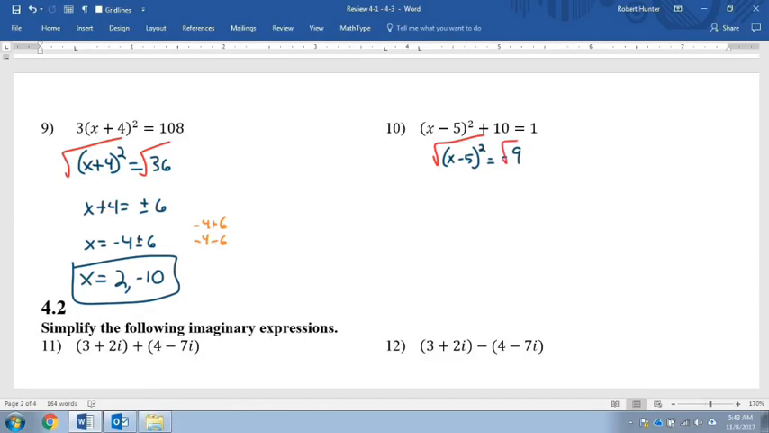Okay, square root both sides. I get x minus 5 equals, square root of 9 is 3, but that negative makes it an i, plus or minus 3i. Last but not least, move the 5 over, so that's 5 plus or minus 3i. And because that is not a whole number, I cannot combine them. That is your answer. Cool? Done.